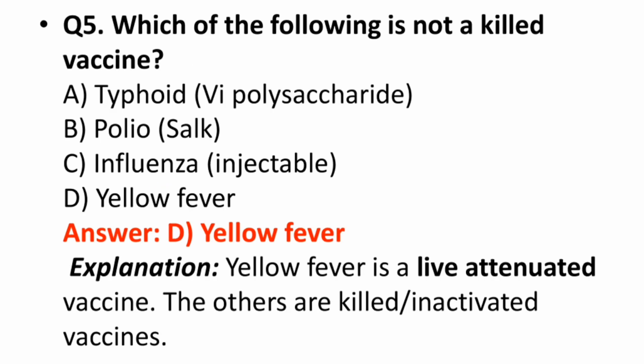Which of the following is not a killed vaccine? Option A typhoid, option B polio, option C influenza, option D yellow fever. The correct answer is option D yellow fever. Yellow fever is a live attenuated vaccine. The others are killed or inactivated vaccines.